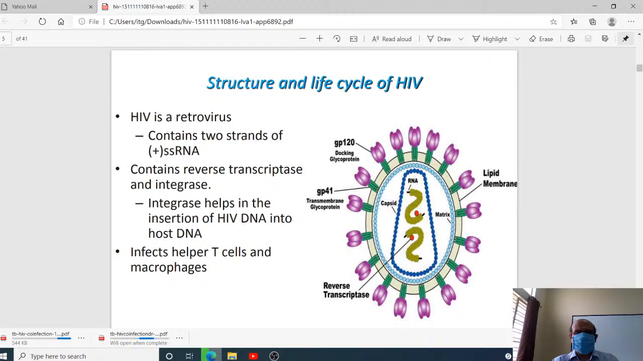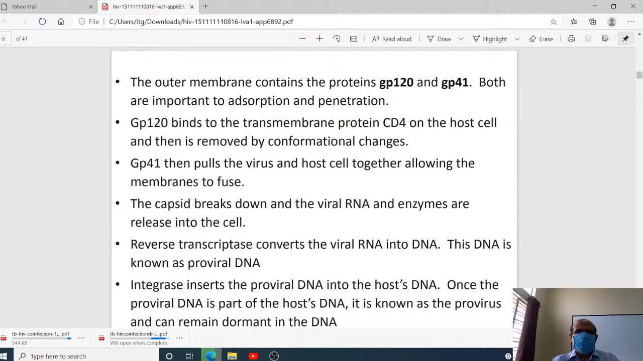HIV is a retrovirus that consists of two strands of positive-sense ssRNA. It contains reverse transcriptase and integrase. Integrase helps in the insertion of HIV DNA into host DNA. It infects helper T cells and macrophages. The outer membrane contains the proteins GP120 and GP41. Both are important for attachment and penetration.